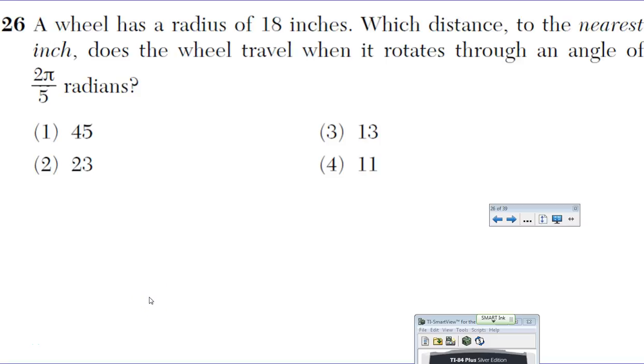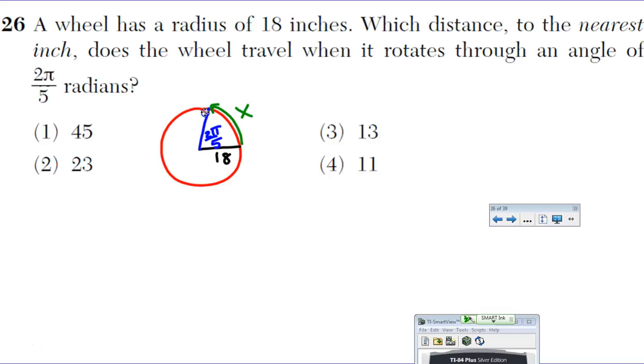Question 26. A wheel has a radius of 18 inches. Which distance to the nearest inch does the wheel travel when it rotates through an angle of 2 pi over 5 radians? All right, so if you have a wheel and it has a radius of 18 and it has an angle that it rotates of 2 pi over 5, and they want to know how much the wheel has traveled.